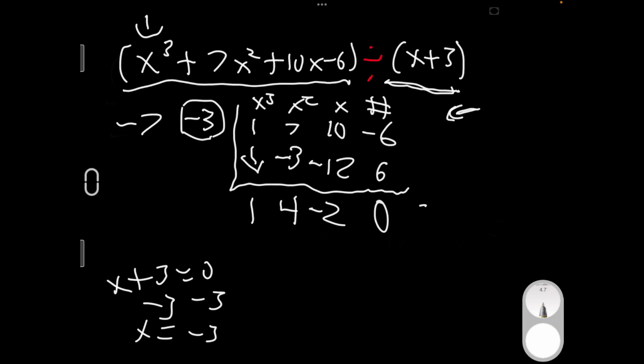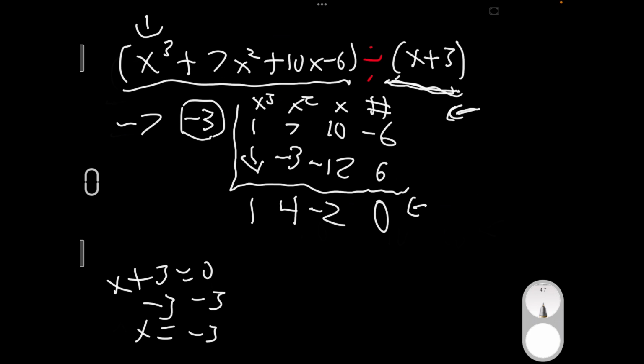If this number in the corner right here is a 0, the last number on the bottom row, that means that this number is a factor. X plus 3 is a factor of x cubed plus 7x squared plus 10x minus 6. So that's a good thing. It means it's divisible. It's a factor.